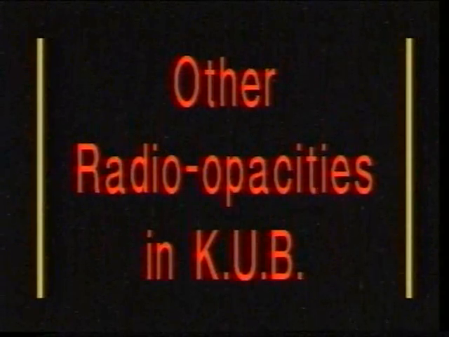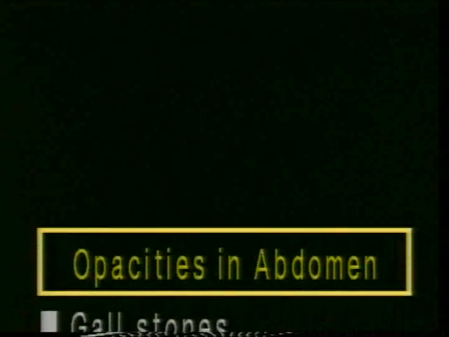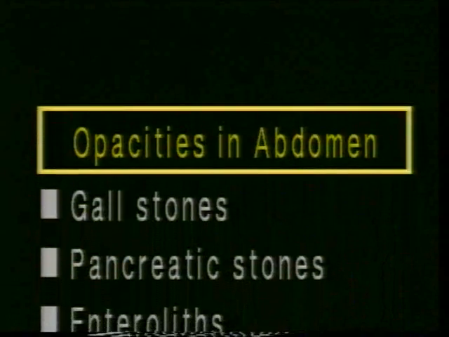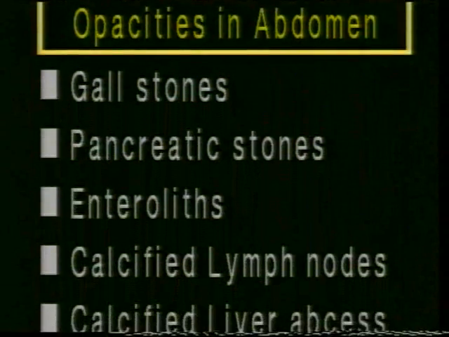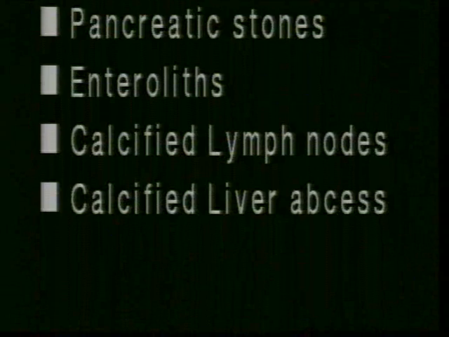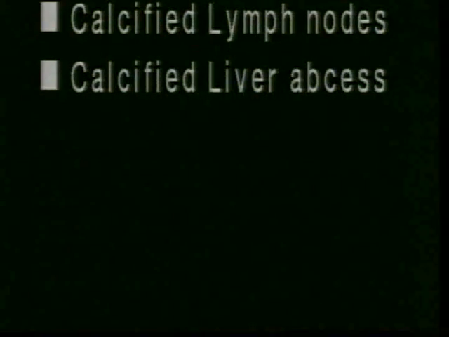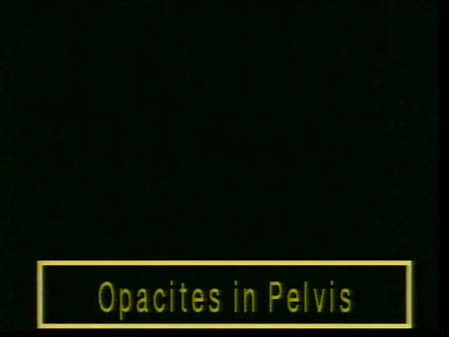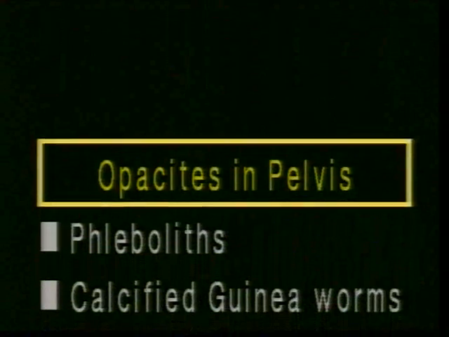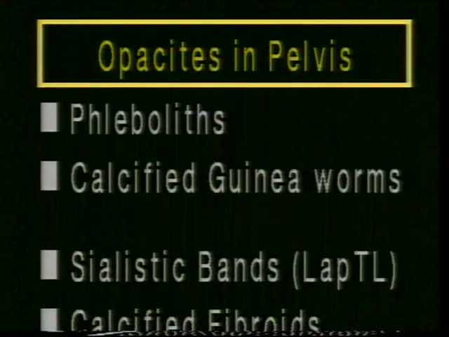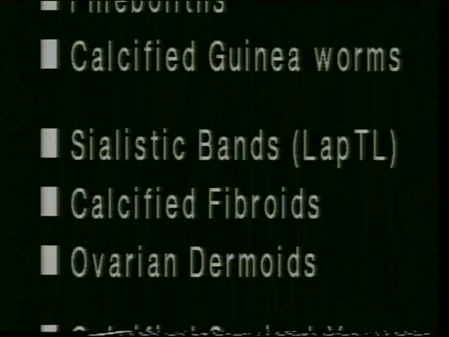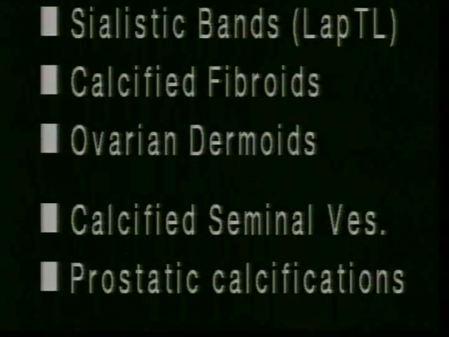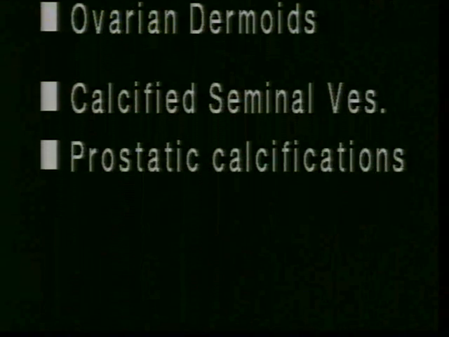First, we will study the radio-opaque shadows in the abdomen, which include the gallstones, pancreatic stones, enteroliths, calcified lymph nodes, and calcified liver abscess, and then the radio-opaque shadows in the pelvis, that is phleboliths, calcified guinea worms, sialistic bands, calcified fibroids, ovarian dermoids, calcified vesicles, and prostatic calcifications.